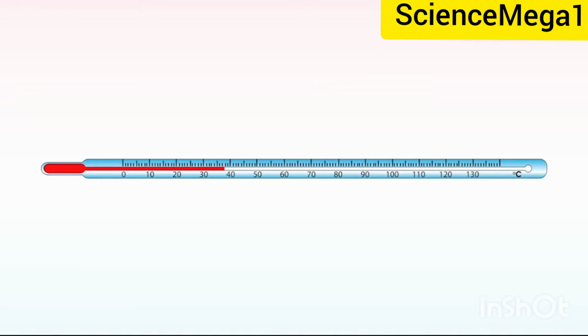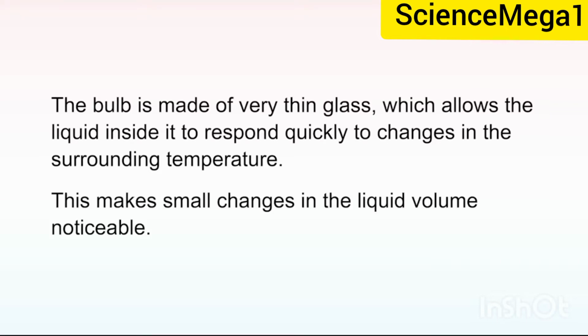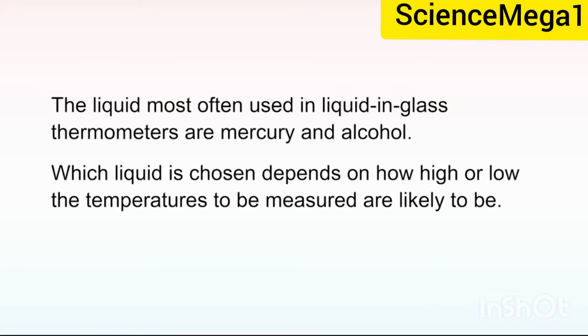This type of thermometer makes use of the expansion of liquids such as mercury or colored alcohol put in a bulb, which is joined to a capillary tube. The bulb is made of very thin glass, which allows liquid inside it to respond quickly to changes in the surrounding temperature. This makes small changes in the liquid volume noticeable. The liquids most often used in liquid in glass thermometers are mercury and alcohol. Which liquid is chosen depends on how high or low the temperatures to be measured are likely to be.